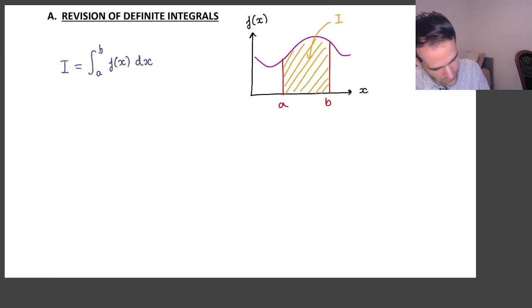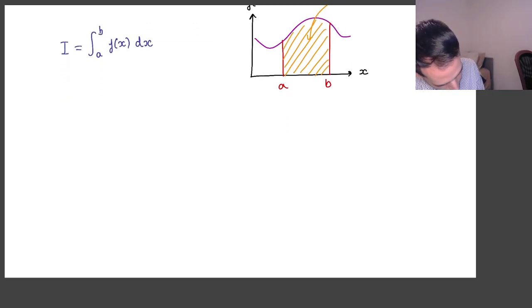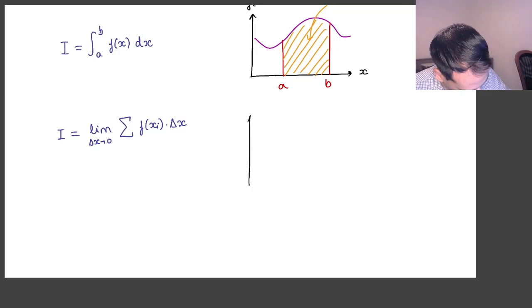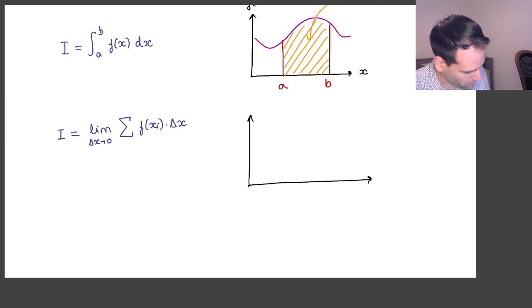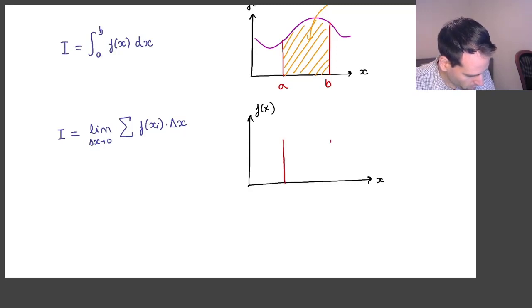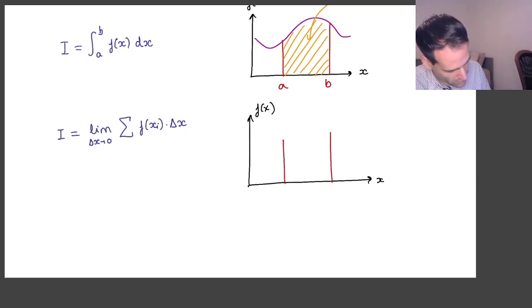Now the definition of this integral I was given in terms of a limit. You remember this? This is the Riemann sums. So the integral I is defined as the limit when delta x goes to 0 of the sum of f of xi multiplied by delta x. So let me clarify what everything is with a corresponding picture. If we plot again our function f of x versus x, we have the same limits, but what we did is we divided the region into different sections.